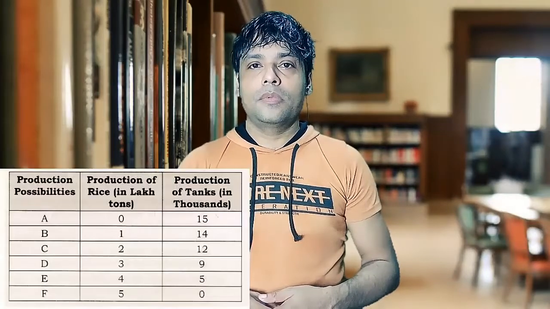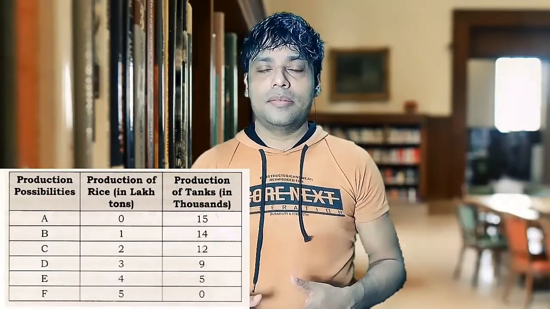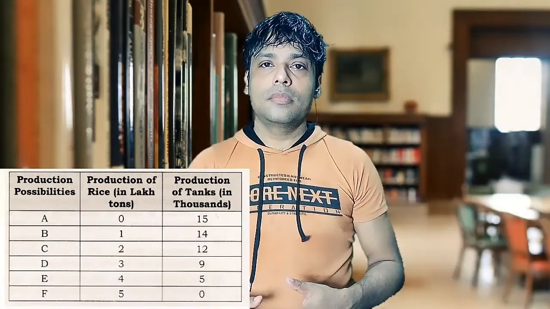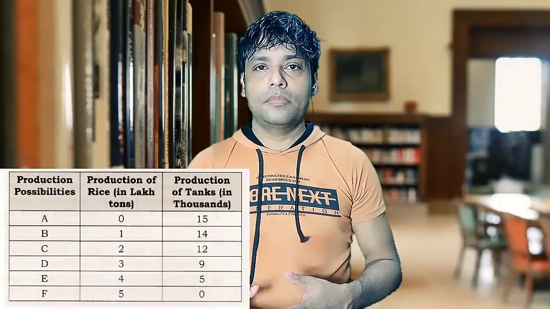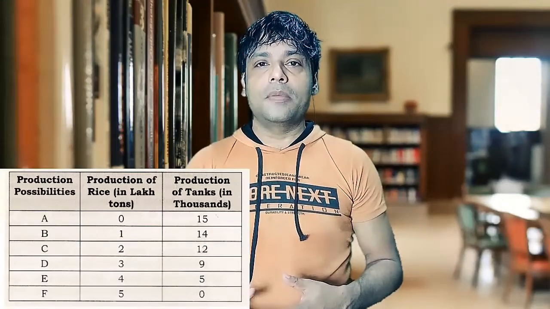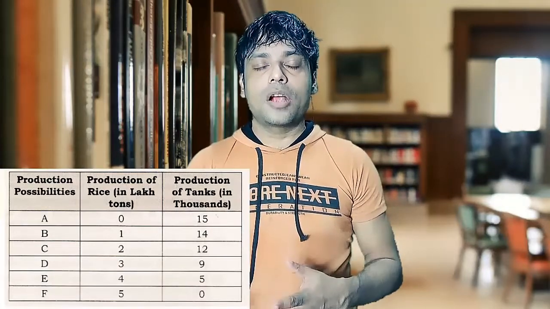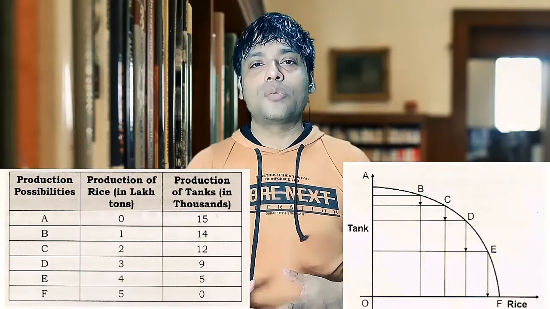Let us try to understand the concept of production possibility curve diagrammatically, and for that we will require a production possibility schedule. Here we are assuming that with the given amount of resources and technology, the economy is capable of producing only two goods, that is rice and tanks, which is also shown in the production possibility schedule. If we plot the data from the table, we will get a production possibility curve as displayed on the screen.